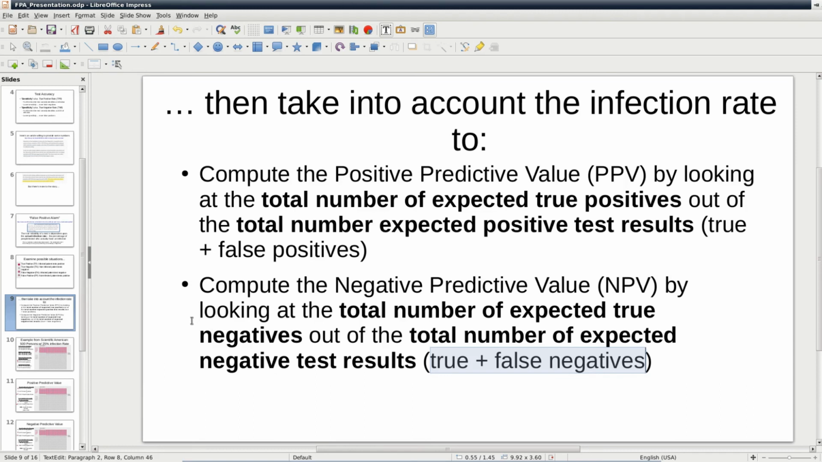So hopefully the next few slides walking through this will help to make this really crystal clear.